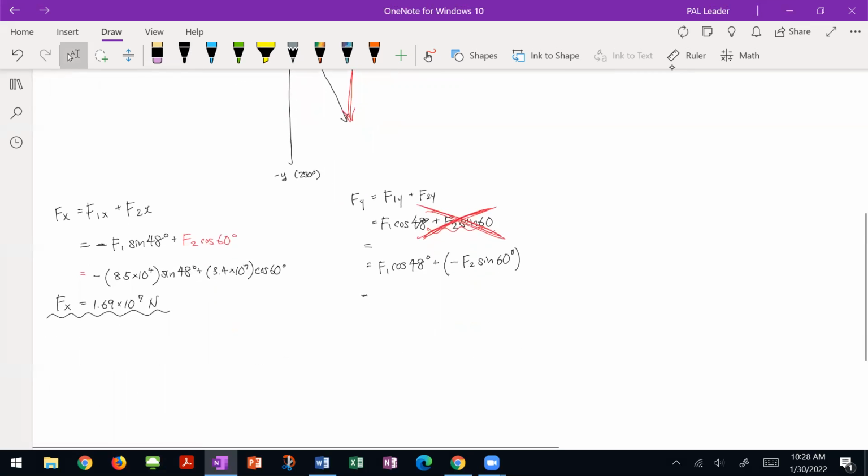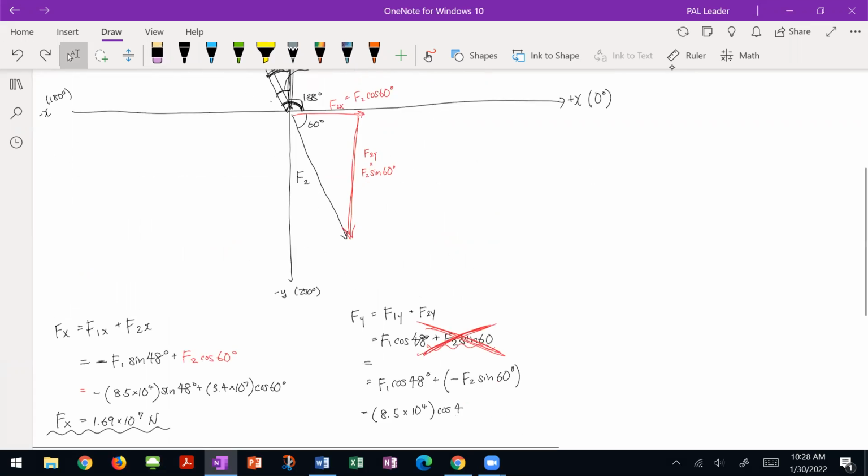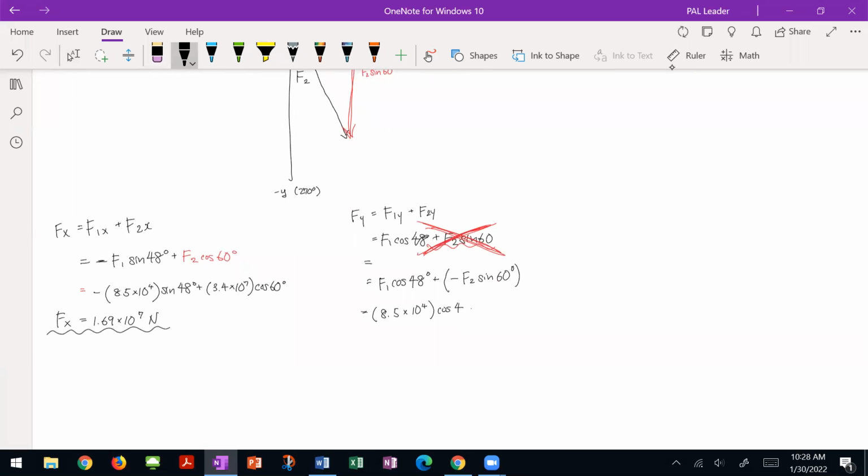Okay, now we want to put in our numbers. F1 was 8.5 times 10 to the power of 4 cosine 48 plus negative F2 was 3.4 times 10 to the power of 7 sine 60. Put that in your calculator.